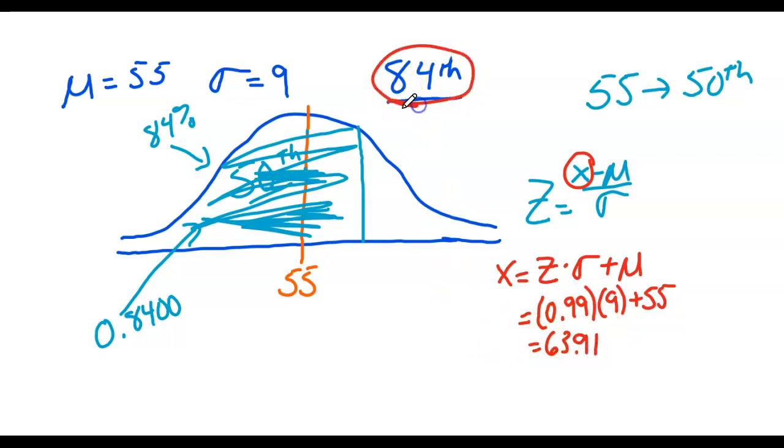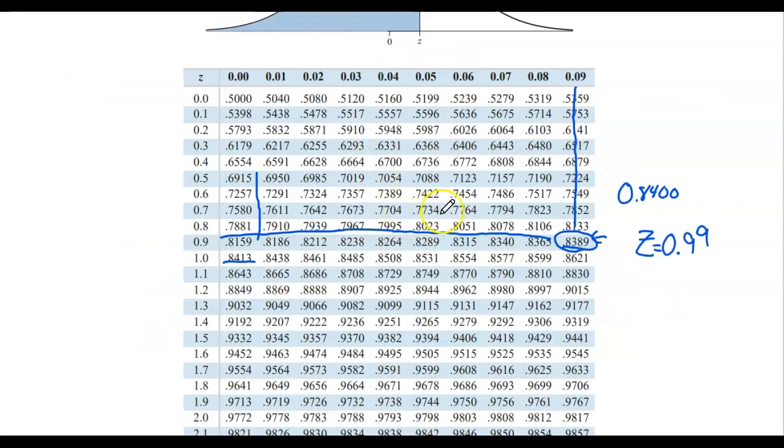Anytime you're given a percentile, that percentile is the value that you will look for in the center of your cumulative normal chart and get the z-score for it.